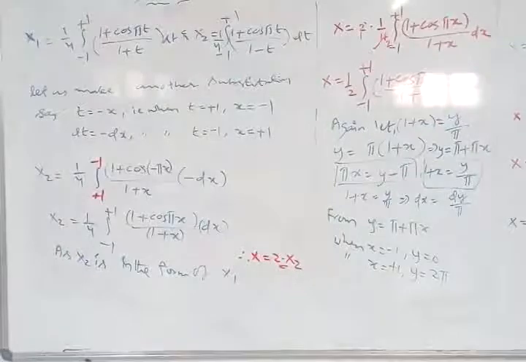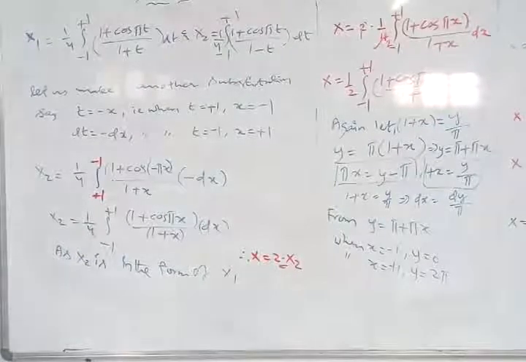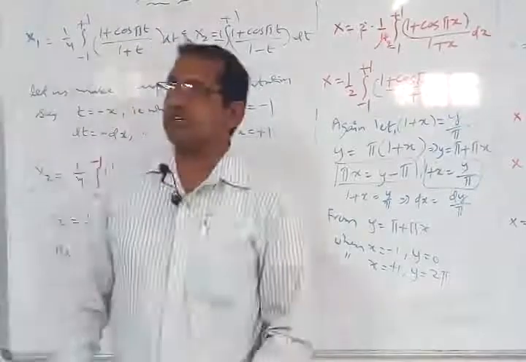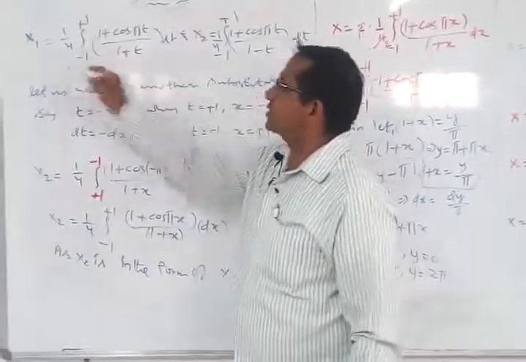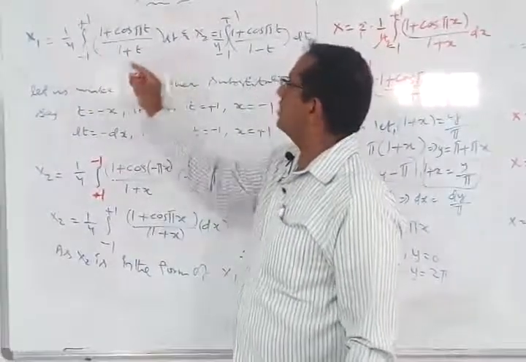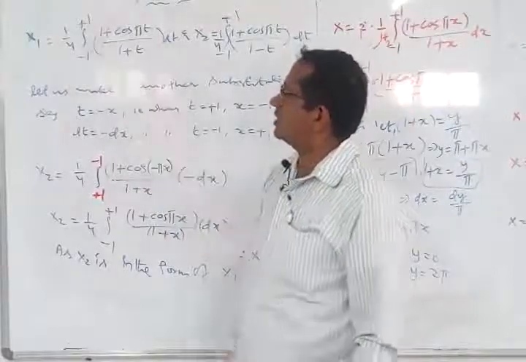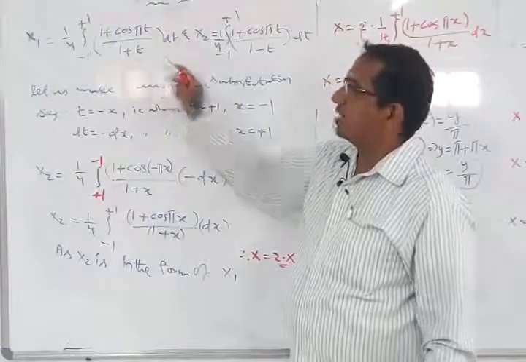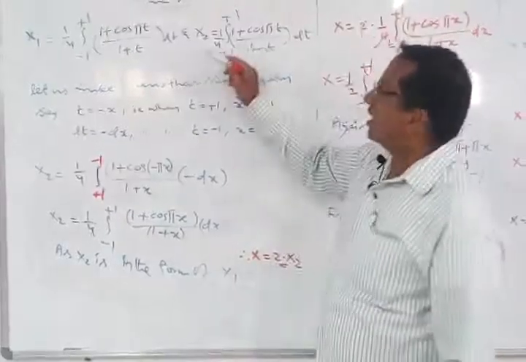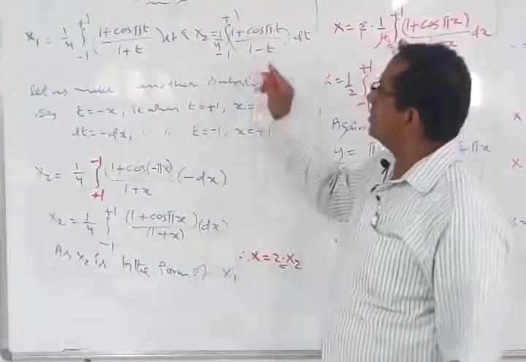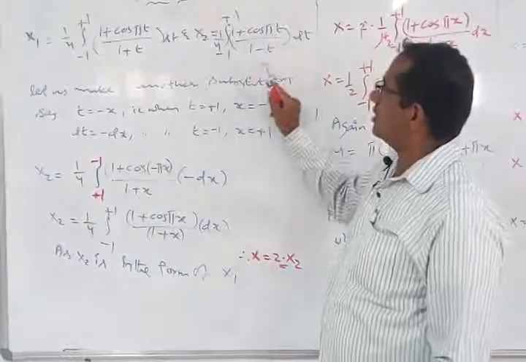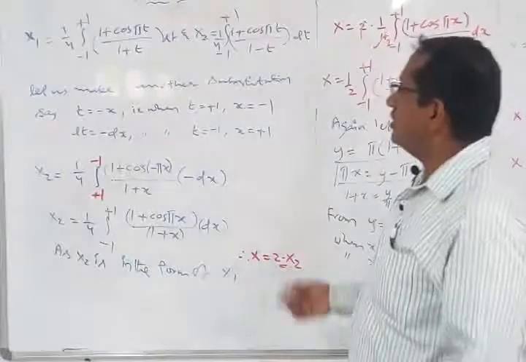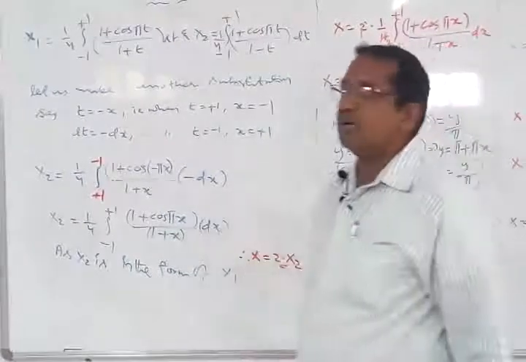Now proceeding further, we can write x is equal to x1 plus x2. In that equation I can substitute x1 as 1 by 4 into this factor, where the limits are going to be minus 1 to plus 1, where the numerator is going to be 1 plus cos pi t, and the denominator is 1 plus t. Similarly I can write x2, which has the same numerator, and the denominator is going to change to 1 minus t. Now for solving the equation, once again we will try to change the variable.